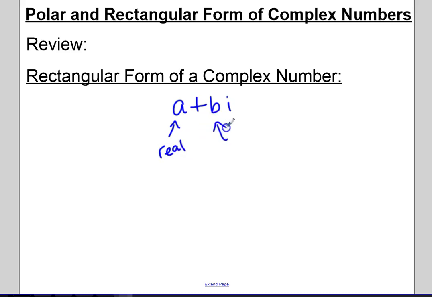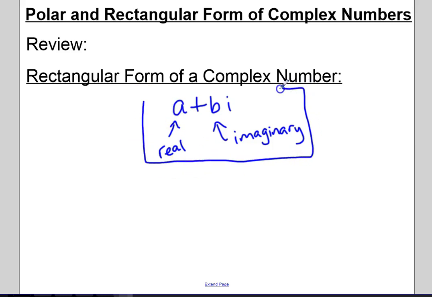Okay, and again, this is the real component, and this is the imaginary component. So a rectangular number looks like this. We're going to look at the graphs of them right now. And again, a or b could also be equal to 0. So let's check out the graph.